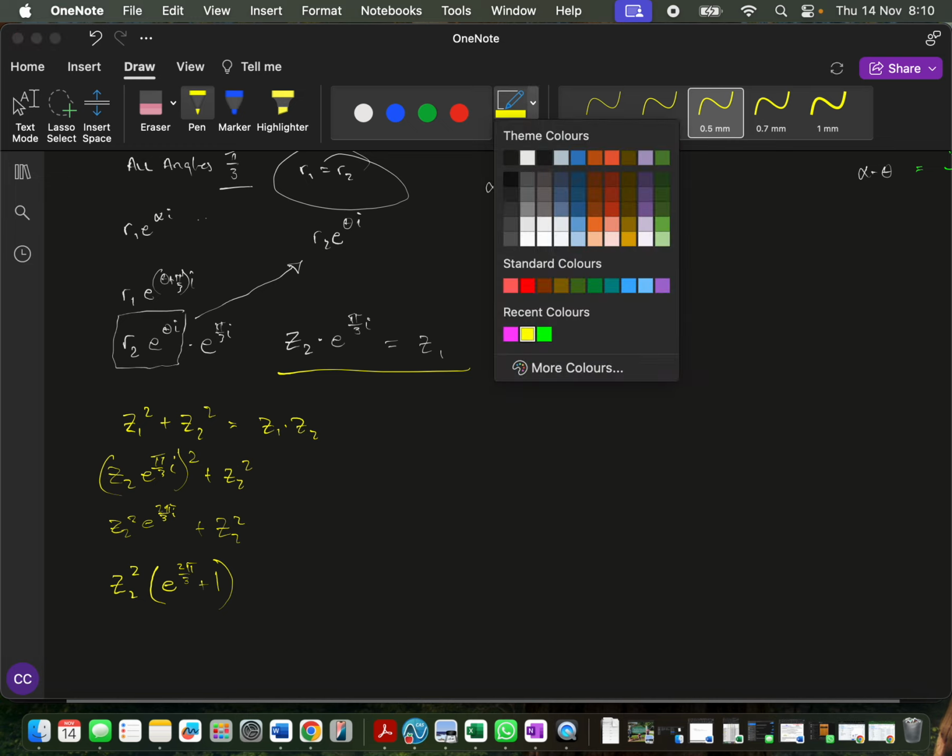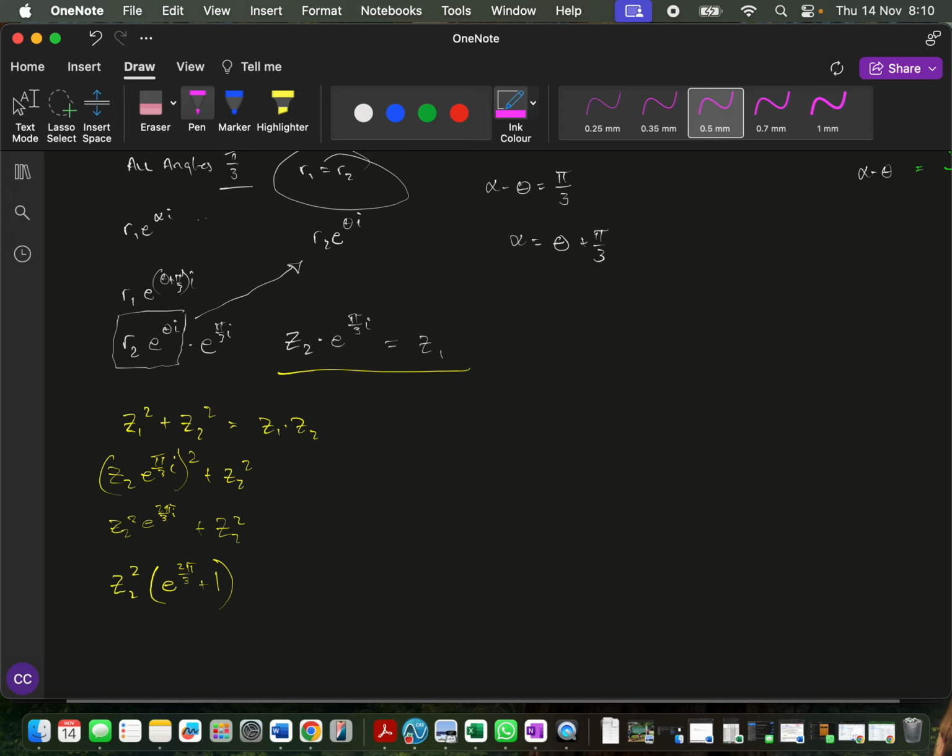Right, and now I'm going to turn and work the other side just for a little bit so I can see if I can make these look the same. So the other side would be z2 e^(pi over 3 i) times z2. So that's z2 squared e^(pi over 3 i). So what my job becomes now is I have to show that this and this are actually the same.